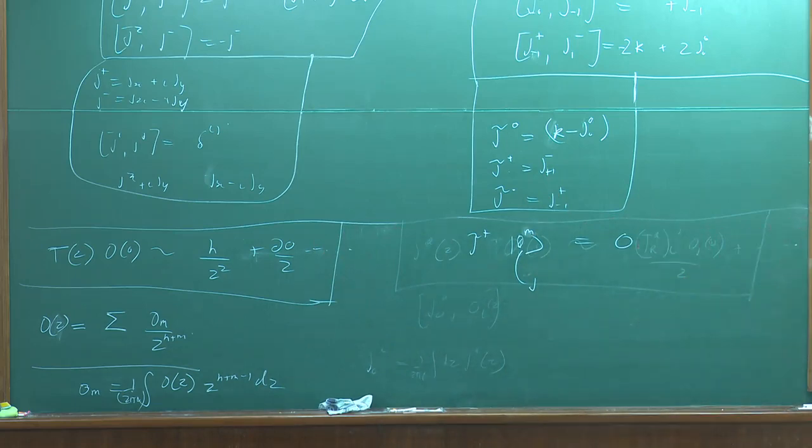O was a primary operator under SU2 current algebra. So J_m with positive m, for any m, annihilates it. Okay? And in particular, therefore, J tilde plus annihilates O, because it's J minus, but with some plus one. Is this clear? So we are taking that particular state, O_m, which is a primary operator, a state corresponding to a primary operator.